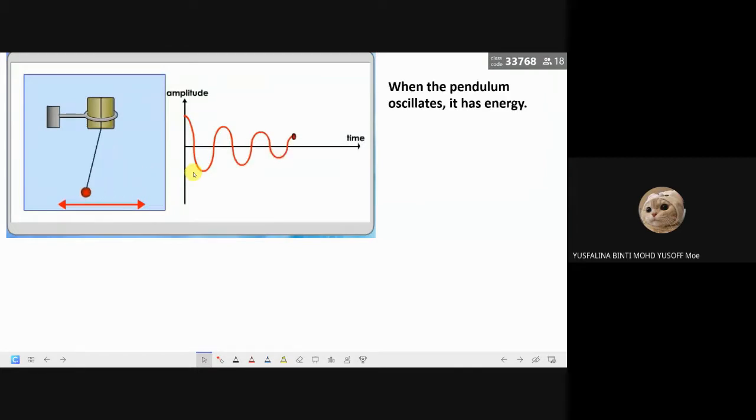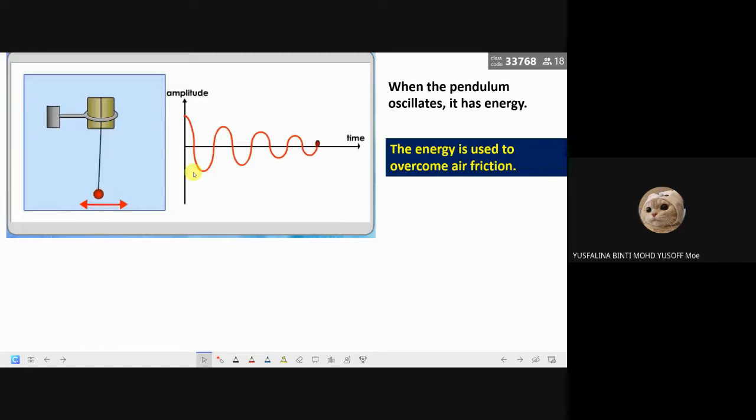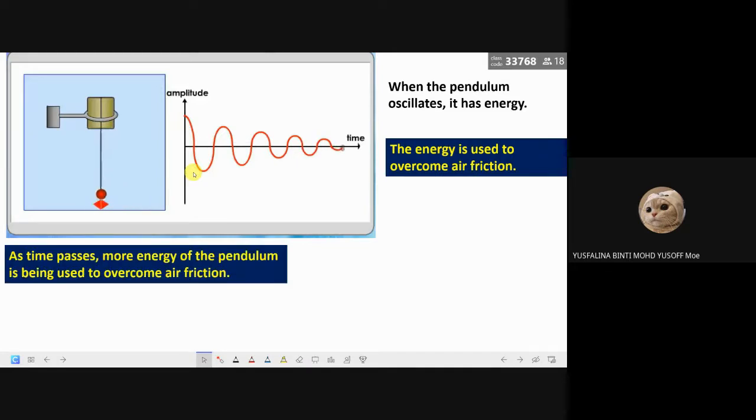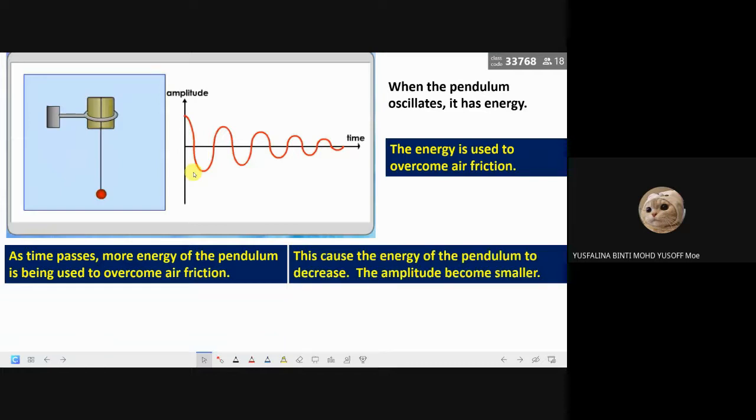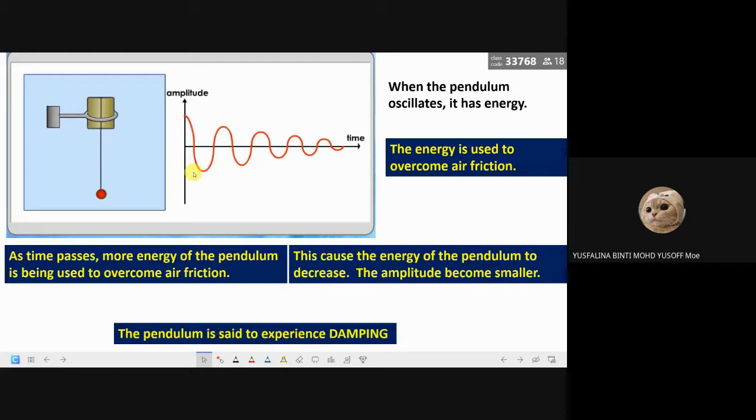Okay, so when the pendulum oscillates, it has energy, and the energy is used to overcome air friction. As time passes, more energy of the pendulum is used to overcome the air friction, right? This causes the energy of the pendulum to decrease, the amplitude becomes smaller, and the pendulum is said to experience damping. So this is actually damping oscillation. When something oscillates and experiences a decrease in amplitude, it will stop.